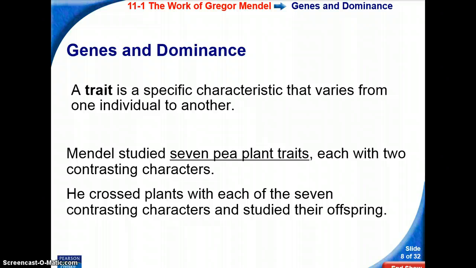Now, when we're talking about genes and traits, a trait is a specific characteristic that varies from one individual to another. So, whereas you might have brown eyes, somebody else in the classroom might have blue eyes, and these are traits. They vary from one individual to another. When Mendel was studying his pea plants, he studied 7 different pea plant traits, each with 2 contrasting characteristics. And what he did is he crossed the plants with each of the 7 contrasting characteristics and studied their offspring.